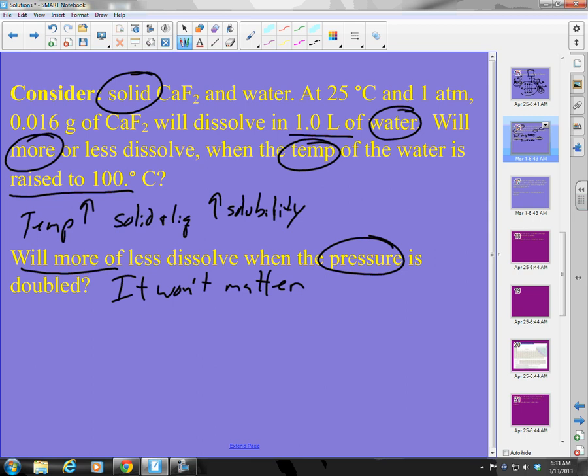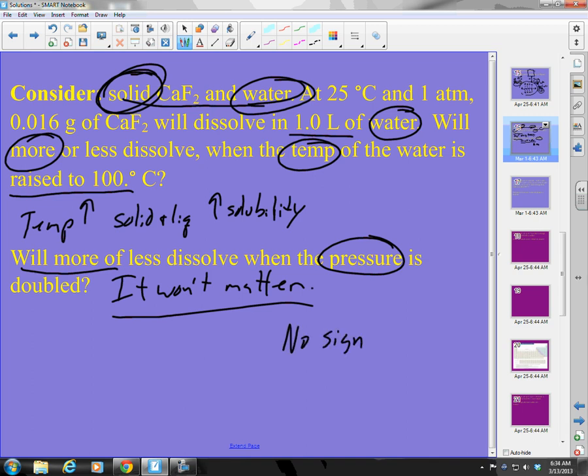Why? Because I have a solid in water and the pressure just doesn't have an impact. Doesn't matter. No significant change. Okay? All right.